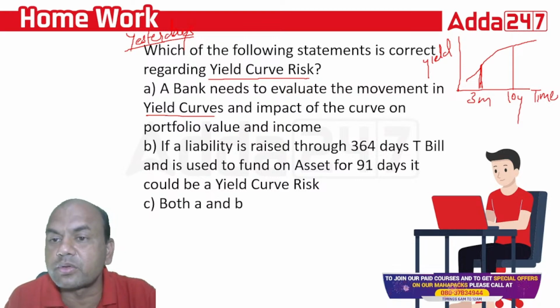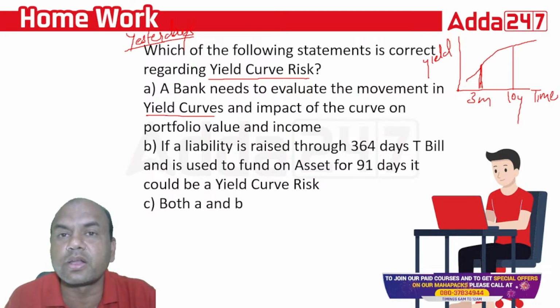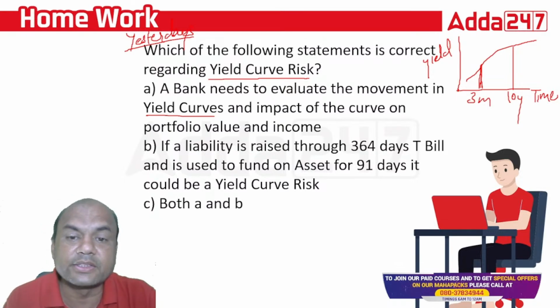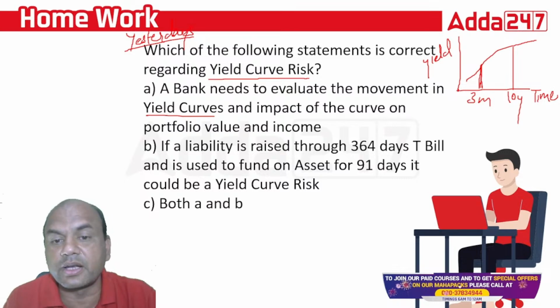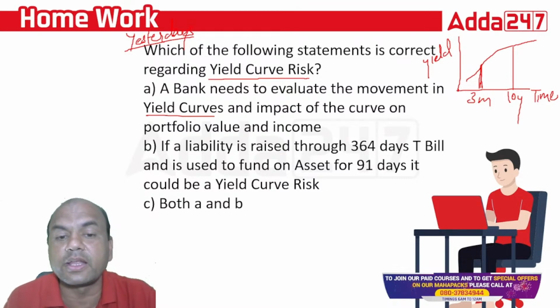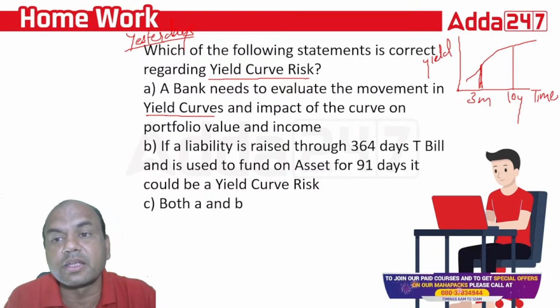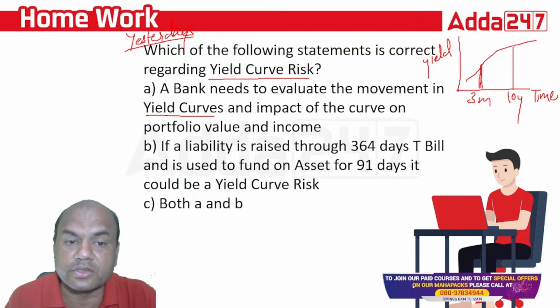So what is this yield curve risk? If it goes down, then what? If it goes up, then what? If it goes curved, then what? A bank needs to evaluate the movement in the yield curves and its impact on the portfolio and the income. Obviously the bank needs to check this, because as the yield curve changes, the bank's income and earnings also change, profit and loss also changes.